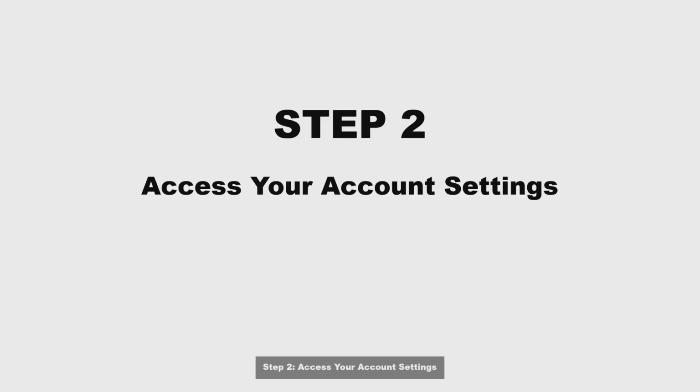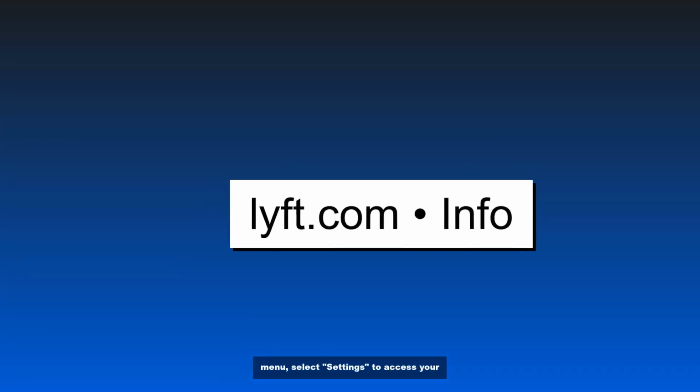Step 2. Access your account settings. Tap on your profile picture or the menu icon in the top left corner of the app. From the menu, select Settings to access your account settings.